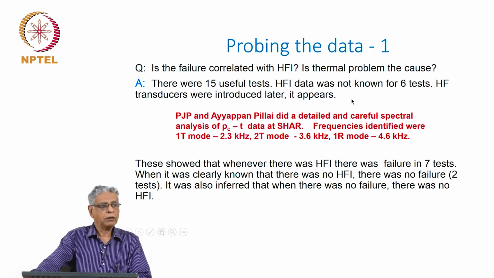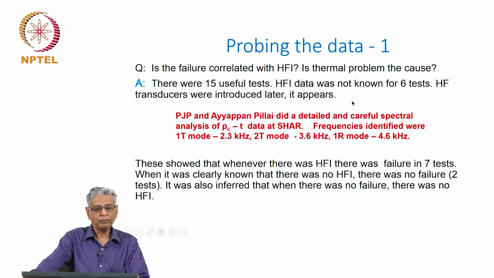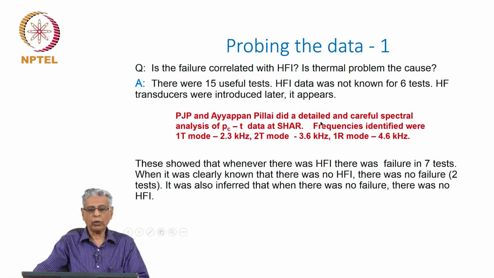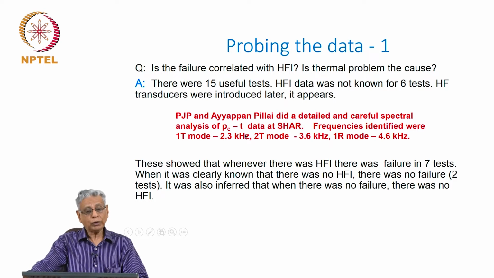A colleague of mine, Professor P.J. Paul, and somebody from the Vikram Sarabhai Space Center liquid propulsion group called Ayyappan Pillai, spent a month at Sriharikota and did a detailed and careful spectral analysis of the pressure-time data at SHAR. The frequencies identified were the first tangential mode at 2.3 kHz, the second tangential mode at 3.6 kHz, and the first radial mode at 4.6 kHz. But the most dominant one was the first tangential mode.